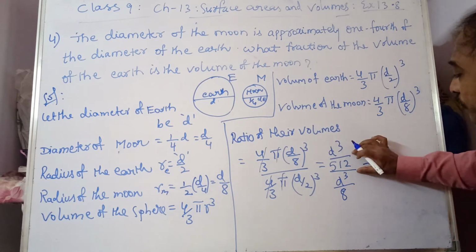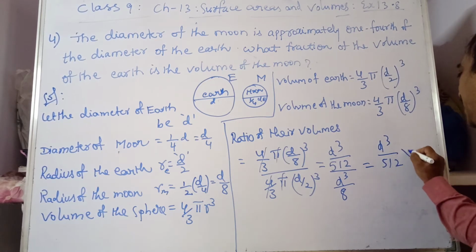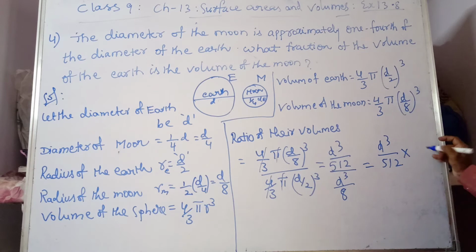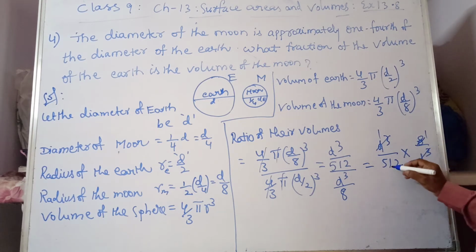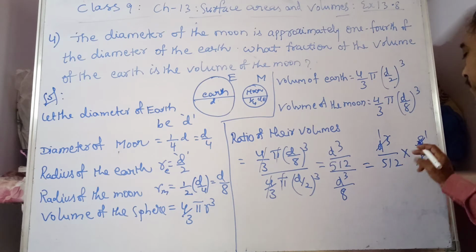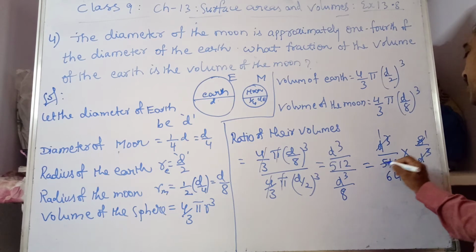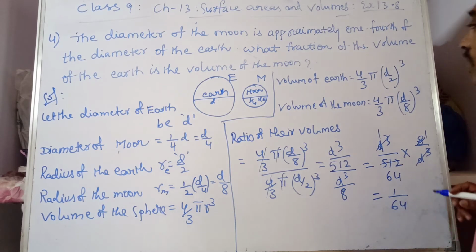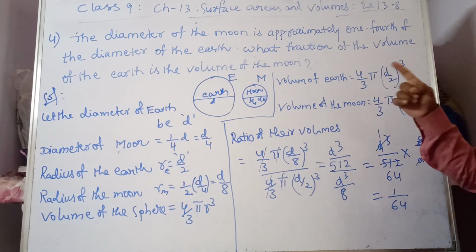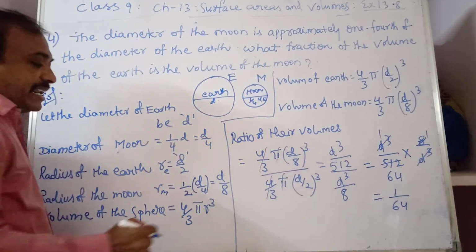Now for the two fractions we need to do reciprocal. So d power 3 by 512 into the reciprocal, 8 by d power 3. So d power 3 and d power 3 cancel. 8 ones are 8, 8 6s are 48, and 3 remains, 8 4s are 32. So which is equals to 1 by 64. So what fraction of the volume of the earth is the volume of the moon? It is nothing but a ratio.